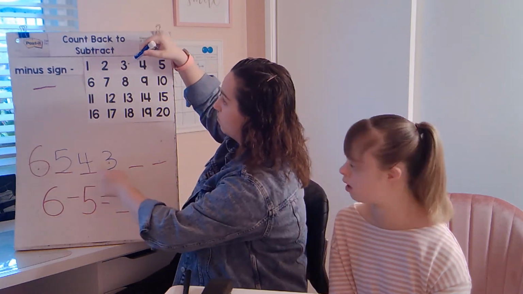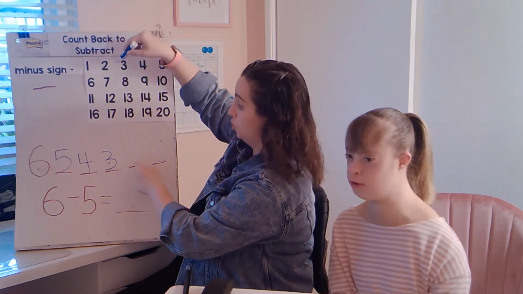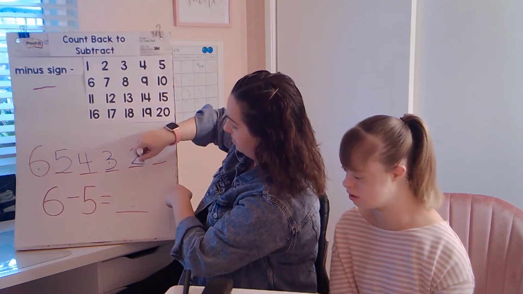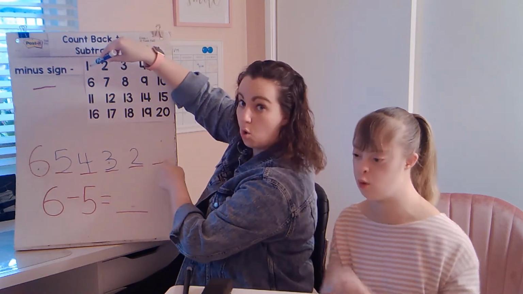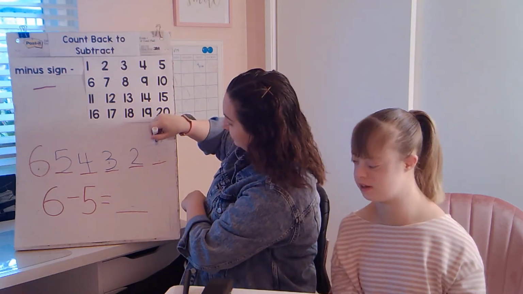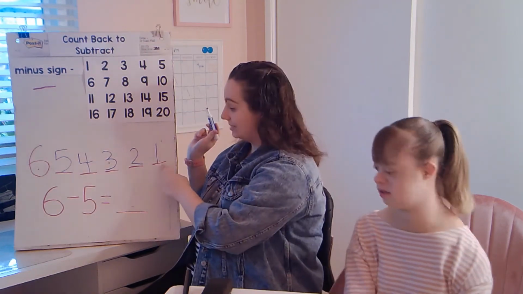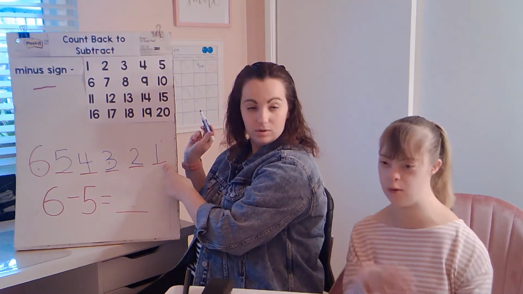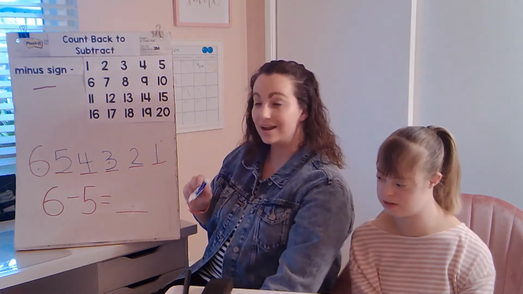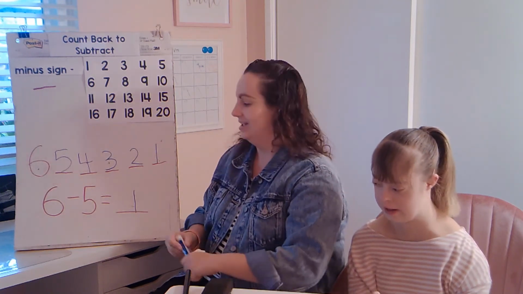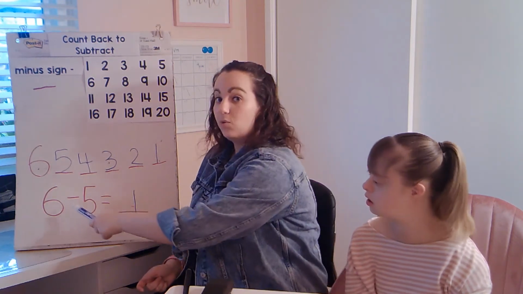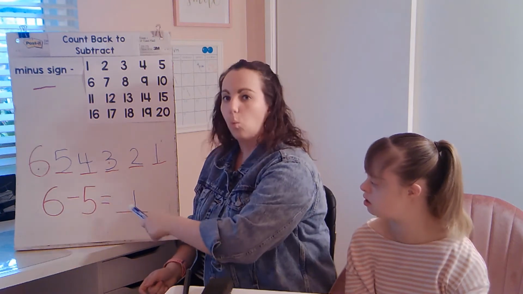6, 5, 4, 3. Then what? 2. And then finally 6, 5, 4, 3, 2. 1. Yes. What's that last number I just wrote? I wrote 1. So our answer is 1. Yes. Okay. 6 take away 5 equals 1.